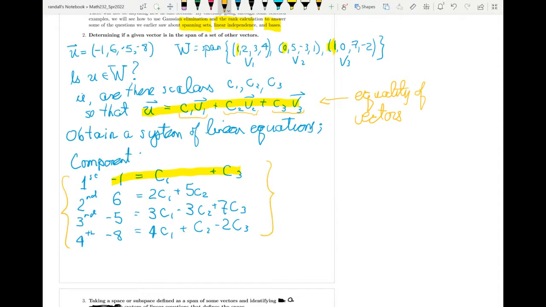So you see how I obtained a system of linear equations from our problem as stated at the beginning about the membership of a vector in the span. I translated that using the definition of span into a vector equation. And from the vector equation, I found a system of linear equations in these unknowns, C1, C2, C3, by looking at the components of each vector on the left and the right. Okay, so the unknowns are the Cs.